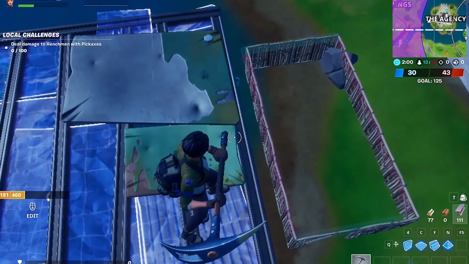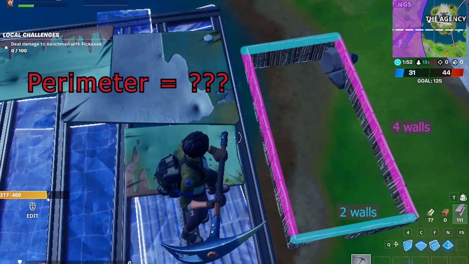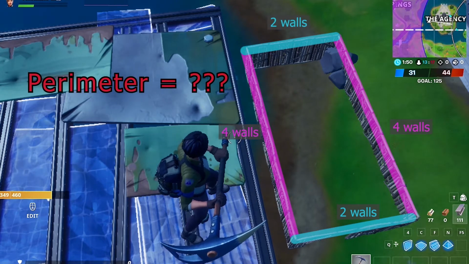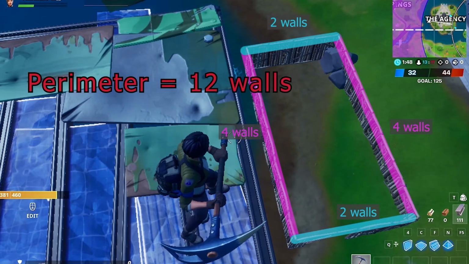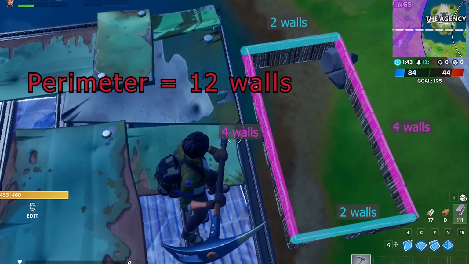Now that the fort is enclosed, we can calculate the perimeter. Remember, to find the perimeter, we have to add all of the sides together. 4 plus 2 plus 4 plus 2 equals 12 walls. So the perimeter for this fort is 12 walls.